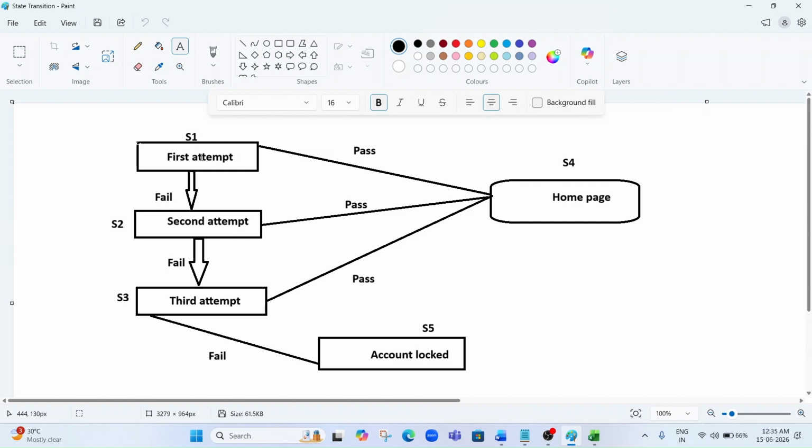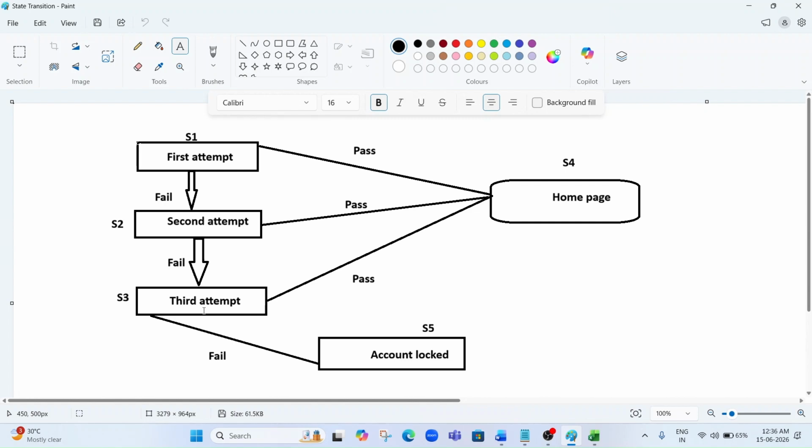But in the first case, if it fails, the application will give the user a second attempt. So S2 means the second attempt will be performed. Then if the user again tries to enter valid credentials, it will pass and navigate to the home page. Again in the second attempt, if it fails, then the user will try a third attempt, because the system has a condition in the backend. It will provide only three attempts to the user.